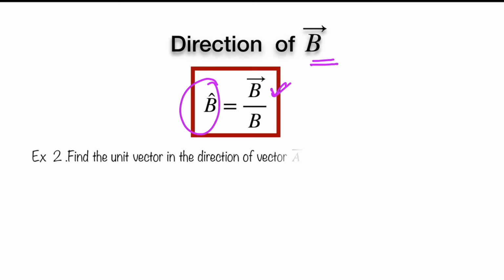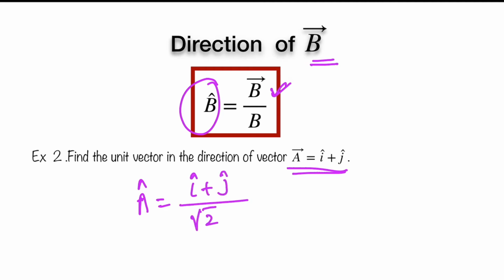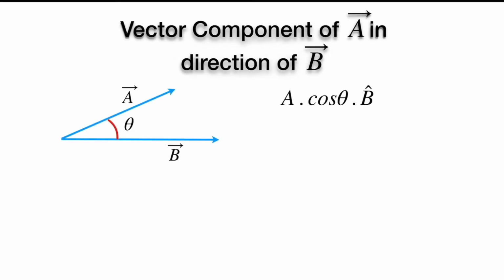Okay, here is the example. Find the unit vector in the direction of vector A. So here unit vector A cap is nothing but vector A, which is i cap plus j cap, divided by its magnitude, which is root 2. So here A cap is the unit vector in the direction of vector A.